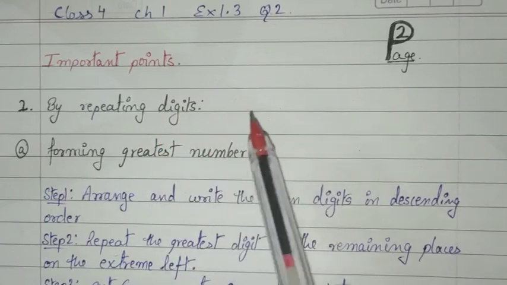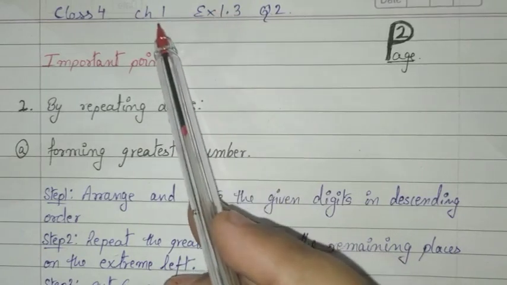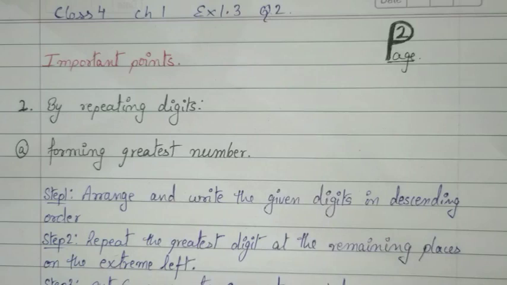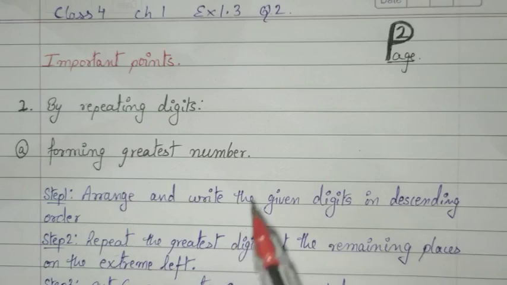Today we will continue with exercise 1.3 of chapter 1 with question number 2. We will learn to form the greatest and smallest number that can be formed with the given digits by repeating the digits. Before proceeding to the question, let's have some important points regarding the formation of numbers by the given digits by repeating them.